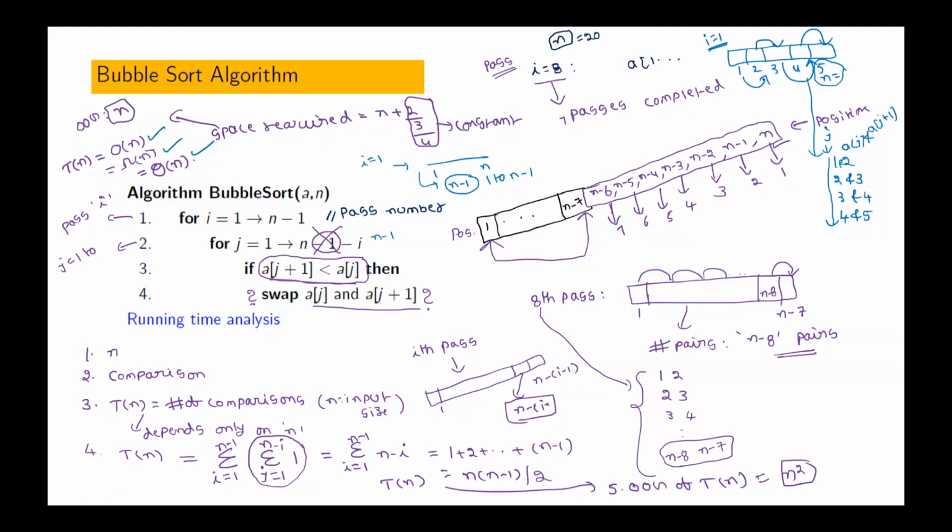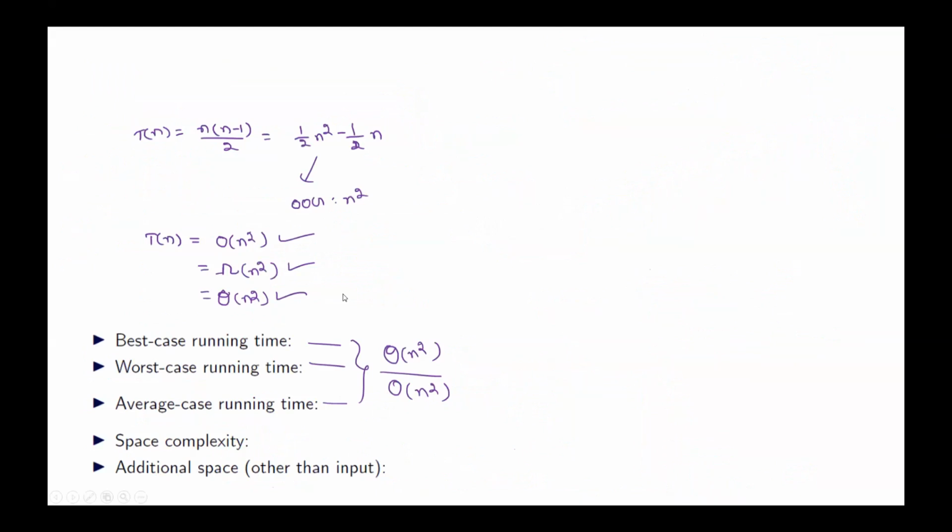In-place sorting algorithm: the amount of additional memory it requires, other than the input, is constant, which is independent of input size. Hence, this is called an in-place sorting algorithm. Now tell me, what is the space complexity here?